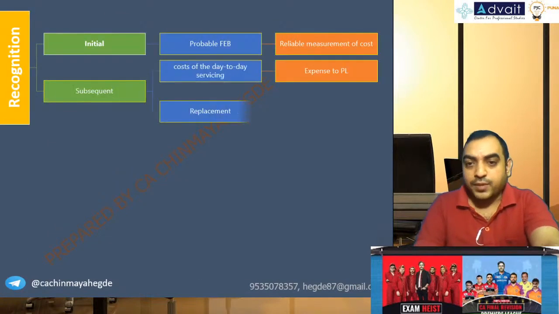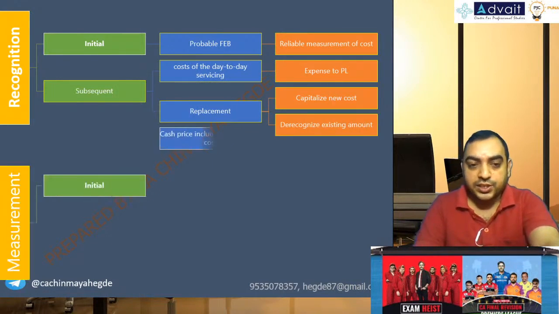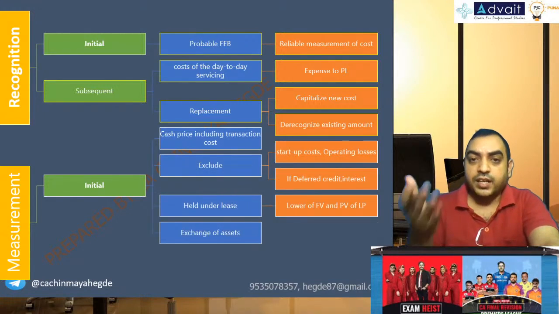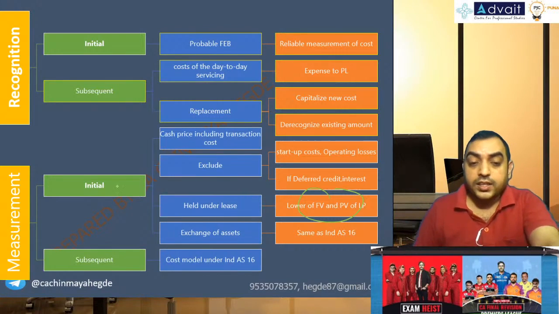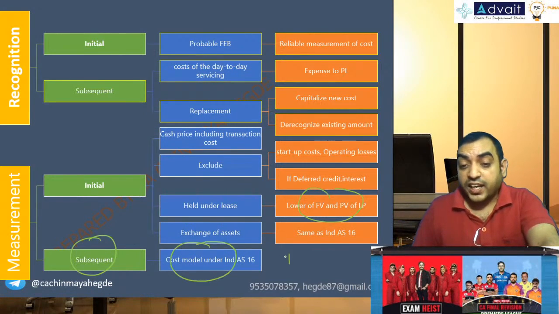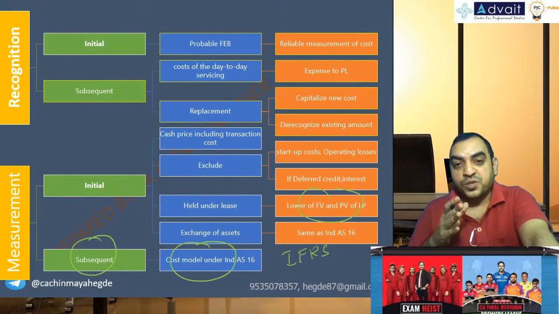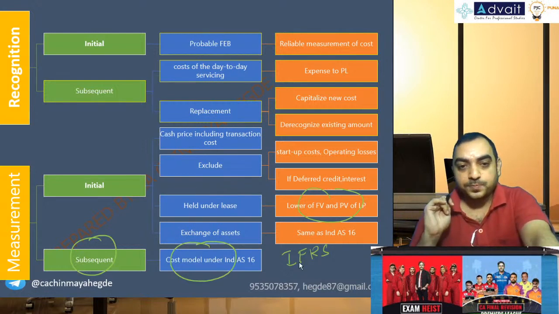Okay, recognition, same conditions apply. Subsequent replacement, same conditions apply as in Ind AS 16. Cash price is capitalized, startup cost, recoverable duties and taxes are not capitalized. Held under lease, lower of fair value and present value, the finance lease treatment will apply. Exchange of assets will apply similarly. This is important. Subsequent measurement, only the cost model, whereas IFRS allows the cost model as well as the revaluation model. So this is one of the carve-outs, I would say.